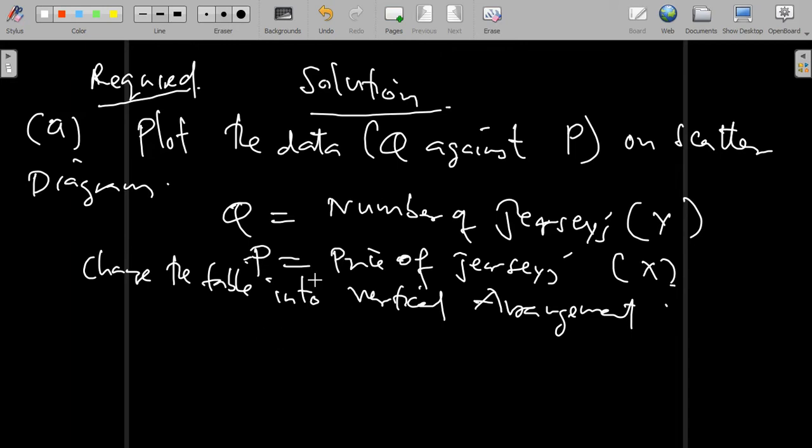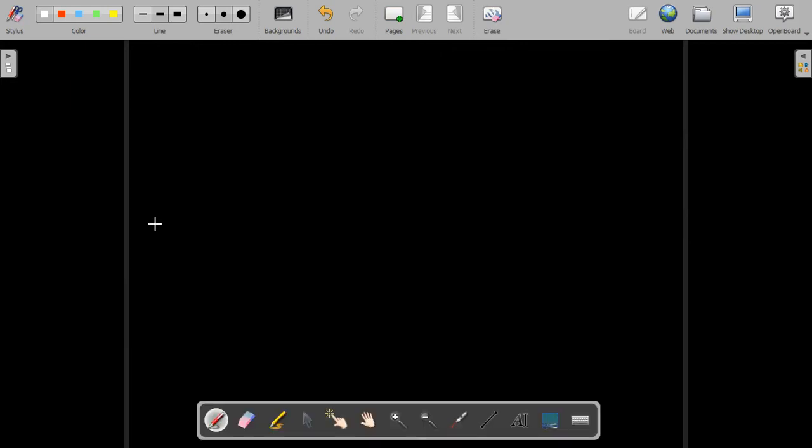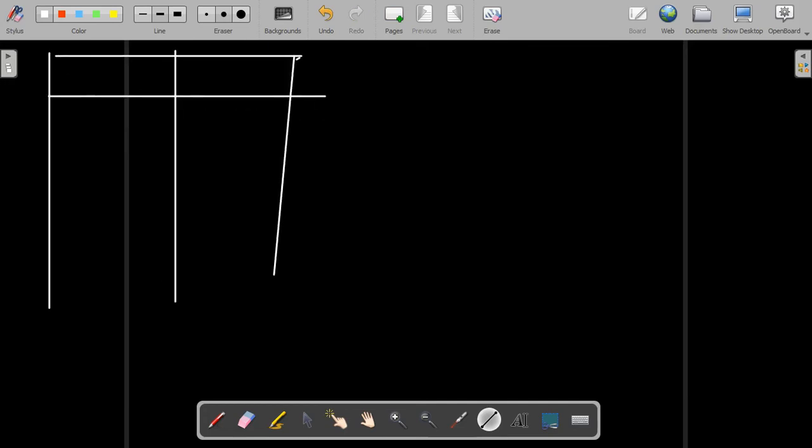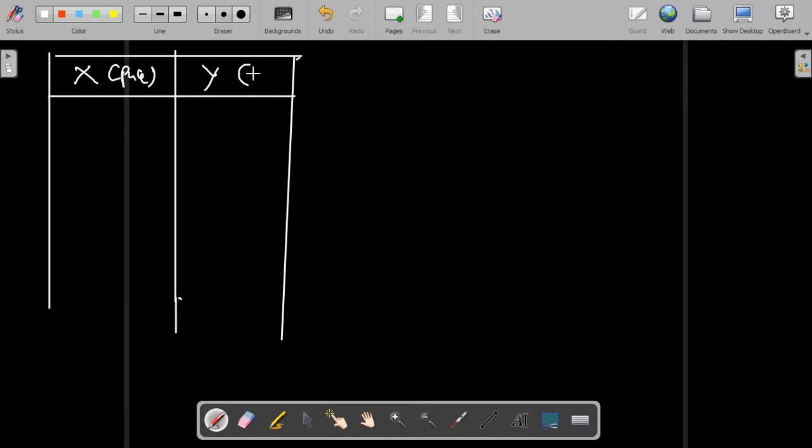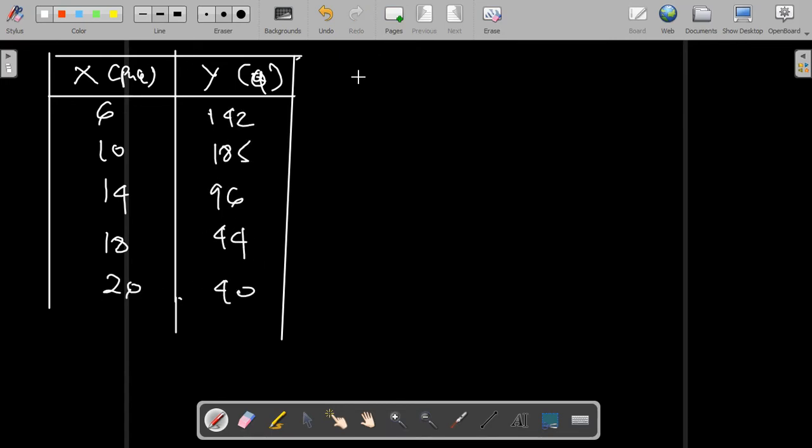From our table that was in a horizontal style, we change it into a vertical style like this. So we have the price of joules on the left hand side. We sketch out x and y, whereby x represents the figures on the left hand side, that is the price of joules: 6, 10, 14, 18, and 20. We also plug in the data for y, which is the number of joules demanded Q, that is 142, 185, 96, 44, and 40.